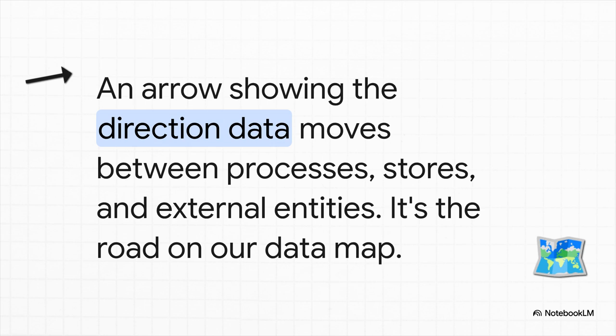And finally, tying it all together is the data flow. It's just an arrow. This is the actual road on our data map. It shows you the exact direction the information is moving, like, say, from the customer entity straight to the take customer order process. Simple as that.